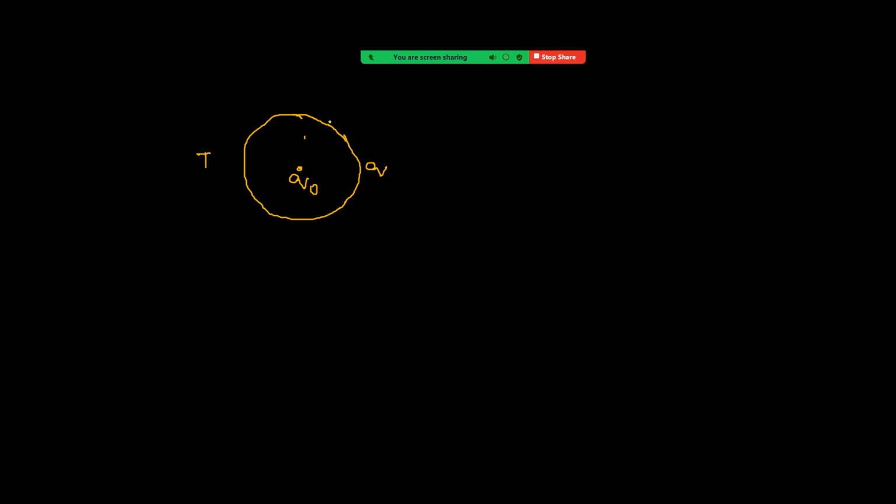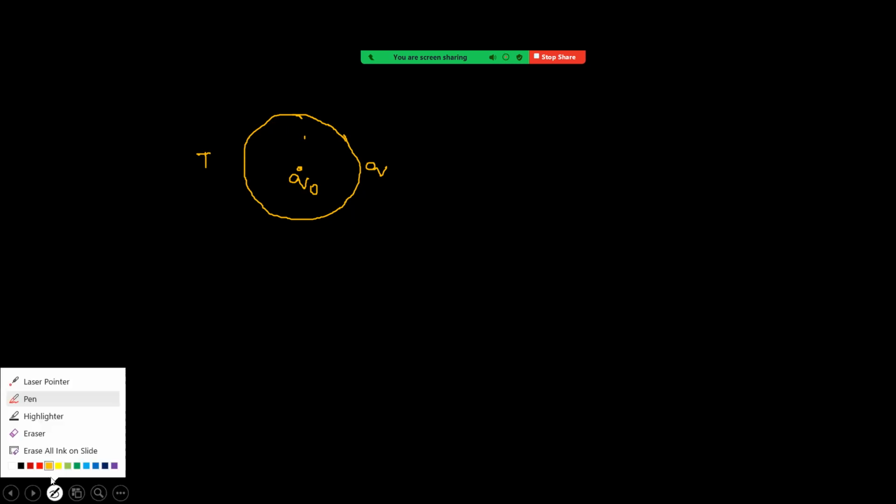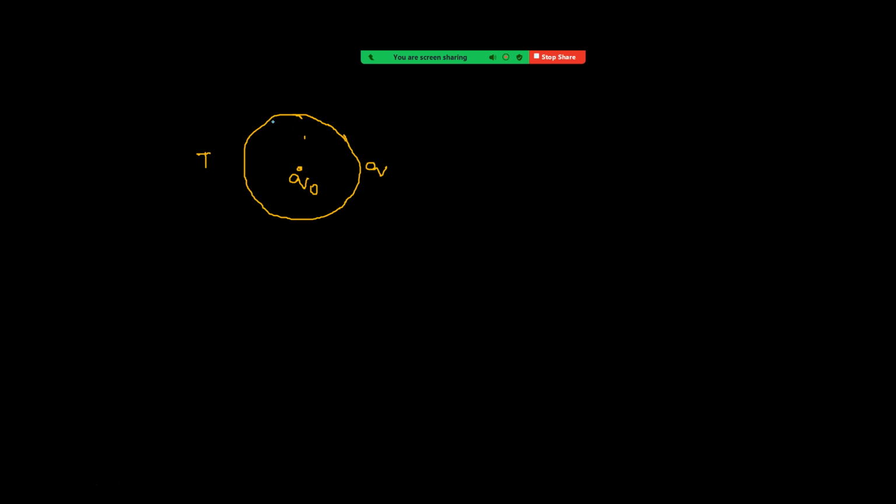So here the ring is in equilibrium. That means the ring is not moving. So if you take any part of the ring, the net force on that part must be equal to zero. I'm taking a small part on the ring. Just to make it visible, I'm showing it a little bit larger. Take it as d theta. You can focus now on this small part.